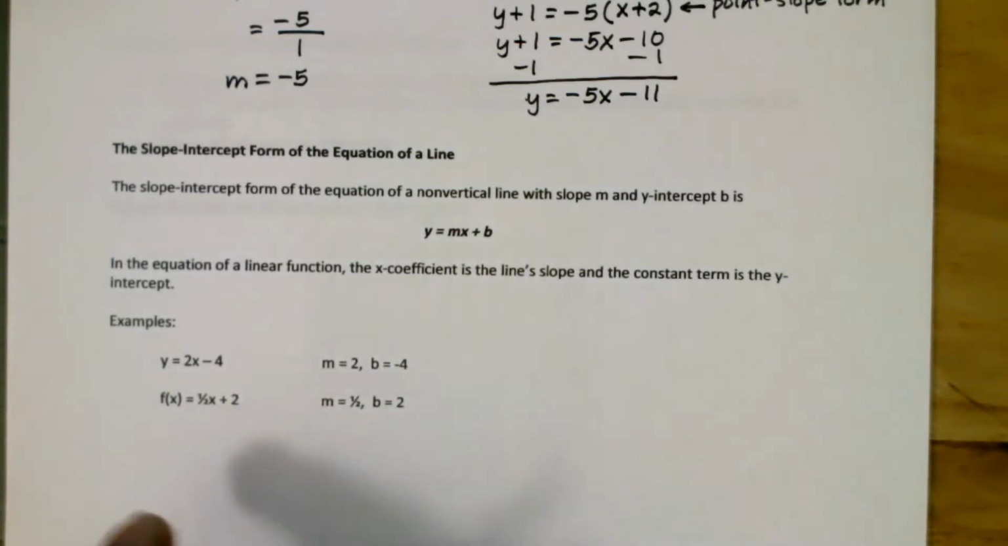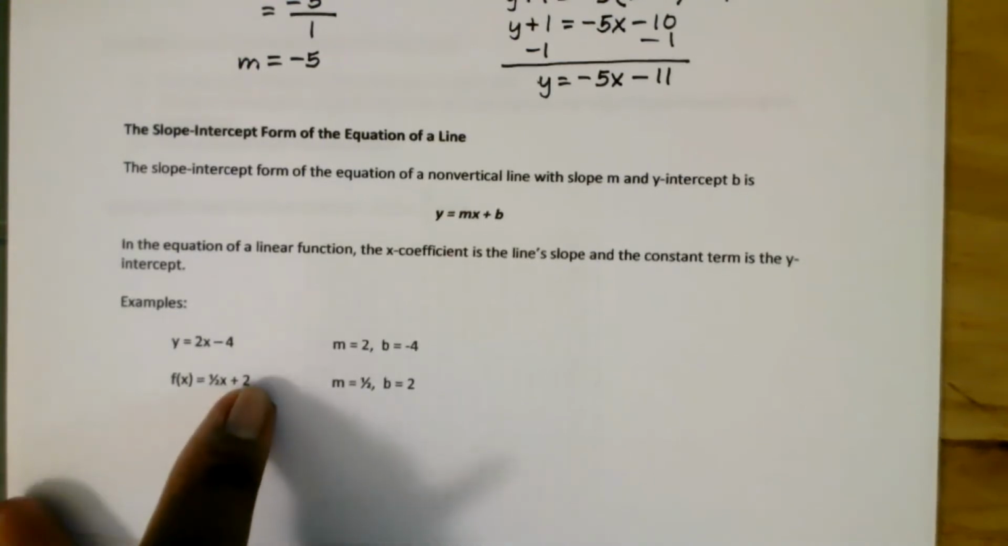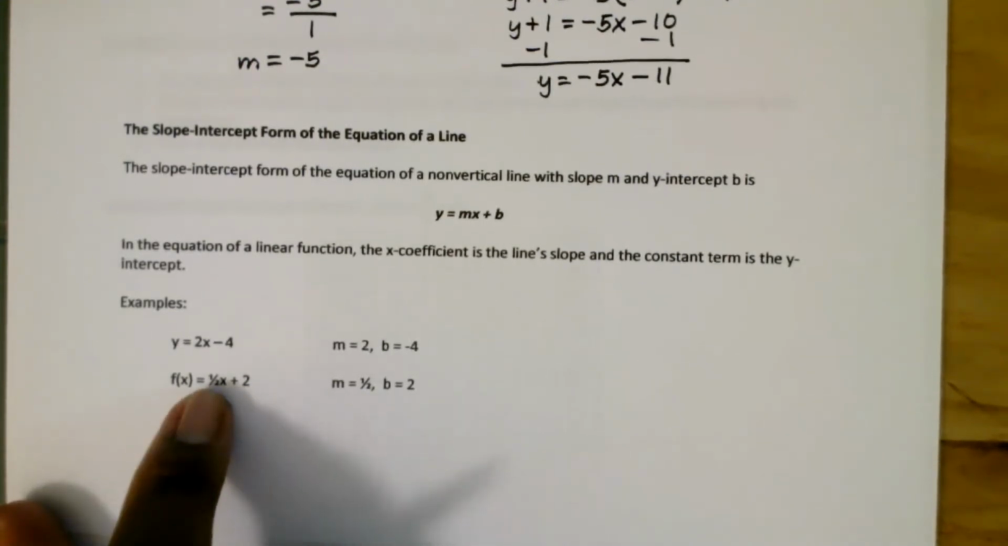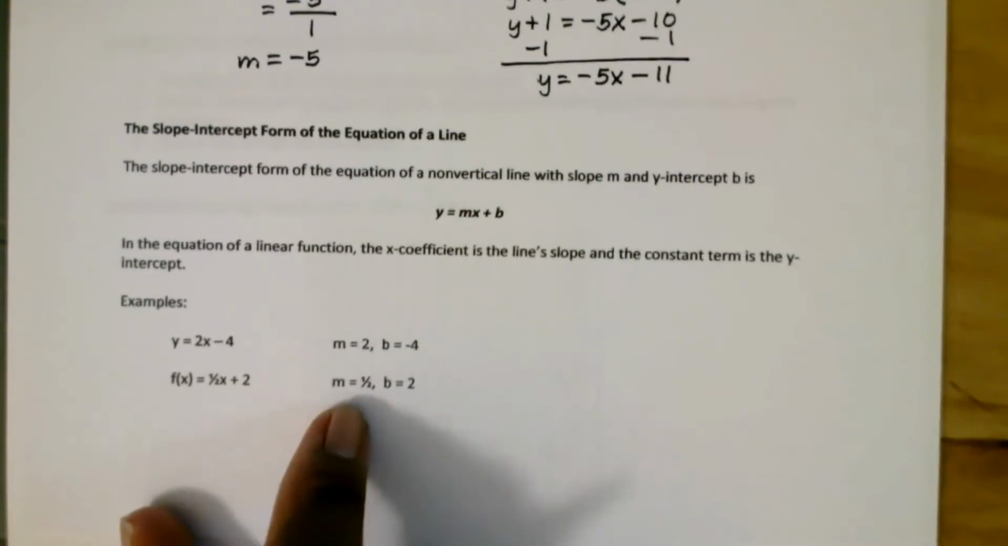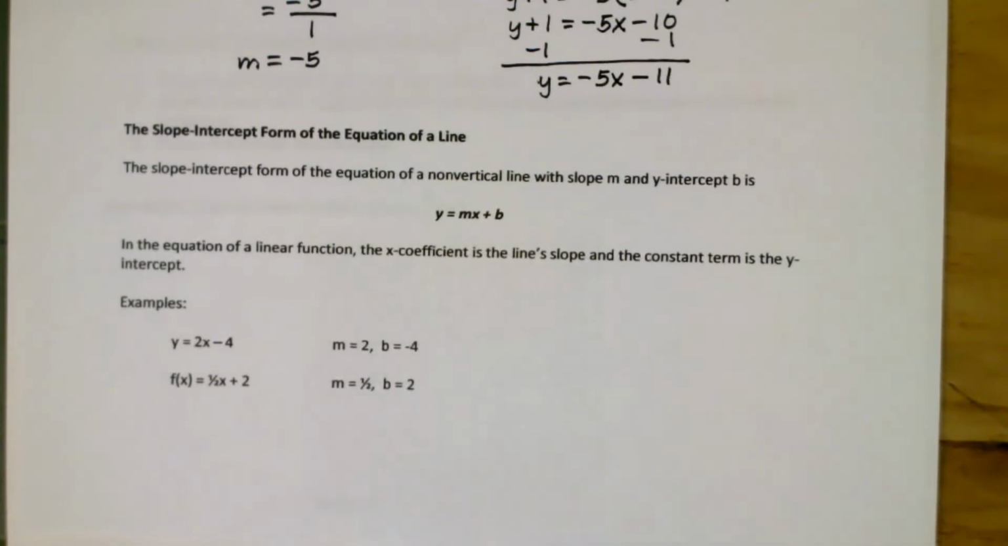And also can be written as a function like f of x is equal to 1/2 x plus 2, where the 1/2 here is your slope, that's the coefficient of x, and the plus 2, that's your y-intercept.